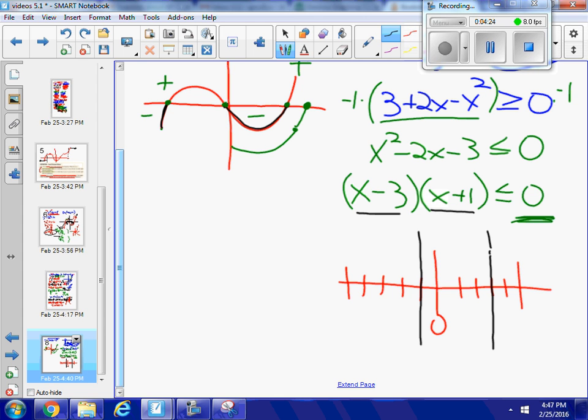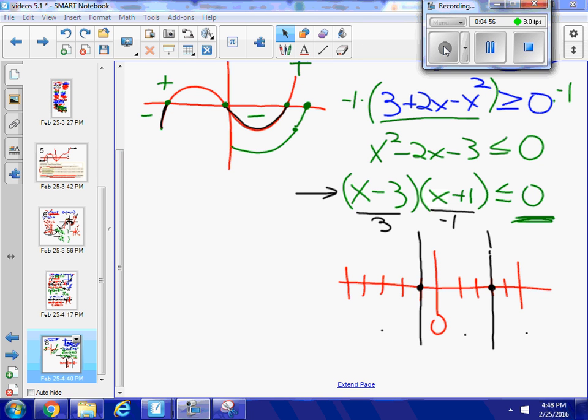I can only change from positive to negative on my y values at those x values, 3 and -1. So in order to determine whether the value of this polynomial is less than 0 or greater than 0, all I need to do is test a number in each of these 3 segments. So let's test a number.